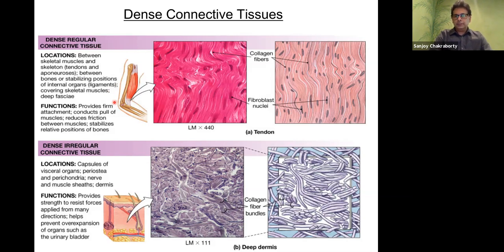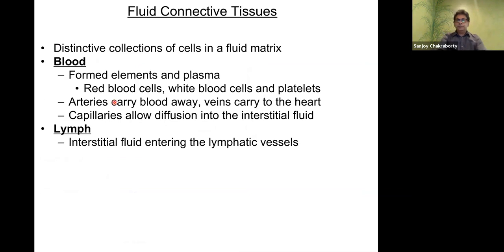You know the dense regular and dense irregular. Then comes the fluid connective tissue. Blood and lymph are the two examples. You should know these two examples, and you should also know that in the blood, the matrix is called plasma, and the cells, there are three types: red blood cells, white blood cells, and platelets.